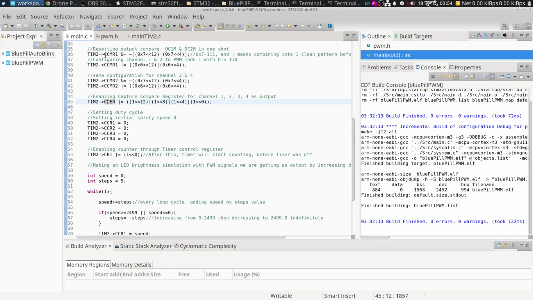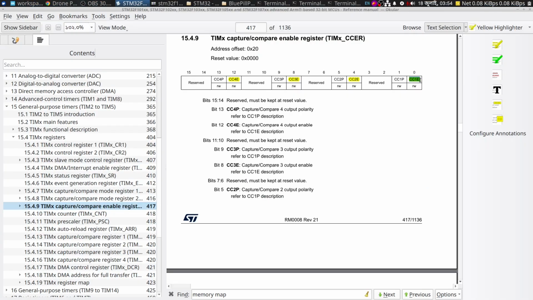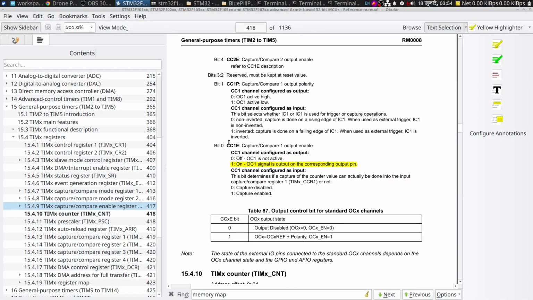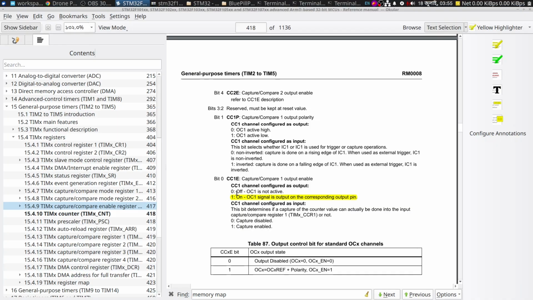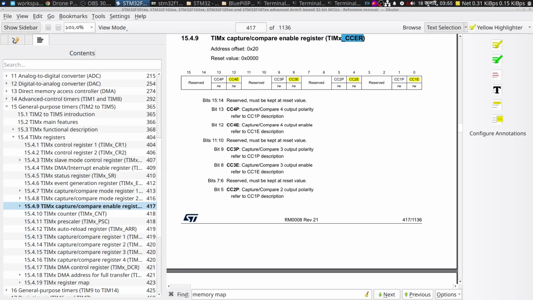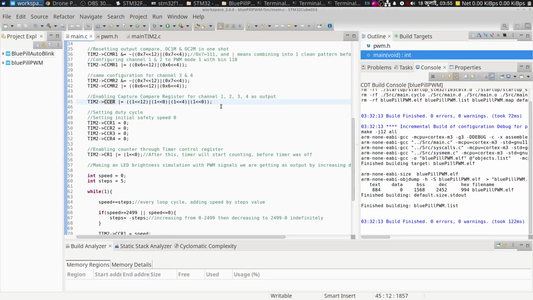Since we have already configured these channels, channels 1, 2 and then 3 and 4, we want to enable them, give them the power, the clock signal. So we are enabling bits 0, 4, 8 and 12. Here CC1E is the enable register. 0 means not active and 1 means active. We want to keep the capture compare enable register for every channel. This is for channel 1, this is channel 2, this is channel 3 and this is channel 4. So the capture compare mode register is being enabled.